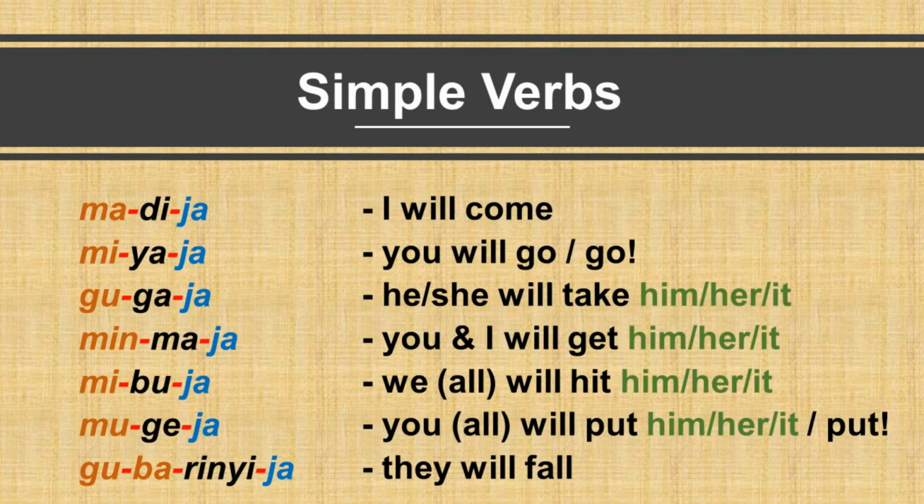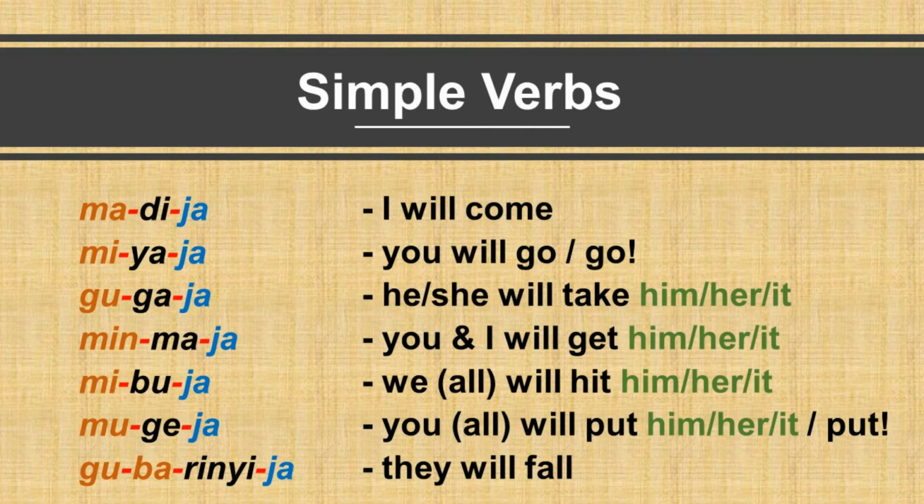So if anybody who knows Wagiman better than me watches this video, I'd be very grateful for any suggestions. Maybe you have any answer what the difference between madija and madi is. Basically, you can use either the forms with ja or the ones without ja. So as you can see, they're all the same. So madija, I will come. Miaja, you will go, or the imperative go.